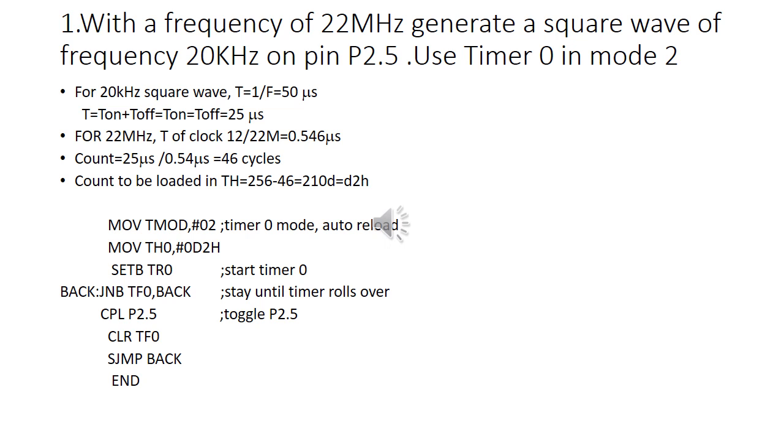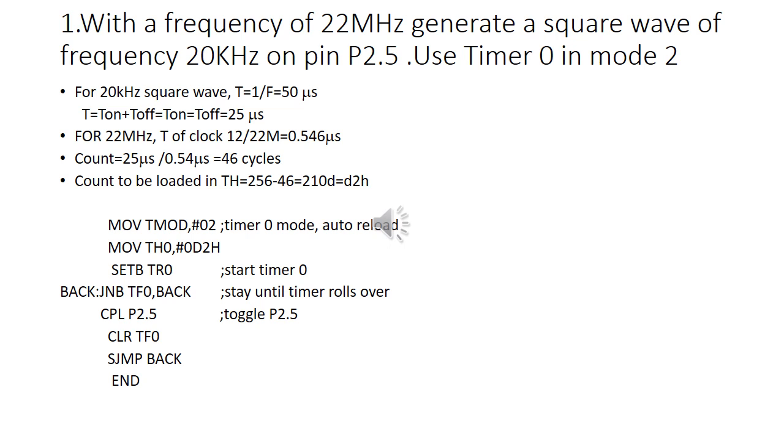Since you need to generate a square wave with a frequency of 20 kHz, the time period will be 1 divided by f, that will be equal to 50 microseconds. The total time period is equal to T on plus T off since it is a square wave. So therefore T on and T off will each be equivalent to the total time period divided by 2, that will be equivalent to 25 microseconds.